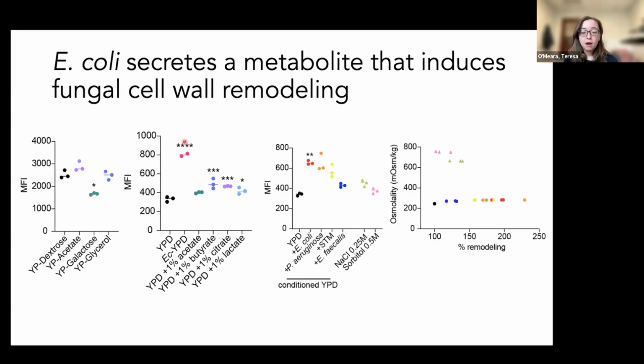And because the HOG1 pathway is involved, and the HOG1 pathway is known to respond to osmolarity, we looked at the osmolality of the conditioned media. We can see that we can induce cell wall remodeling with conditioned media from E. coli, Pseudomonas, Salmonella, and Enterococcus faecalis to a lesser amount. And then we also saw a little bit of remodeling, but not a lot, in response to sodium chloride or sorbitol. So it's not significantly different. And we did a correlation plot of the osmolality of the solution versus the percent remodeling. What you can see is that there's really no relationship between the osmolality of a solution and the ability of the fungus to remodel.